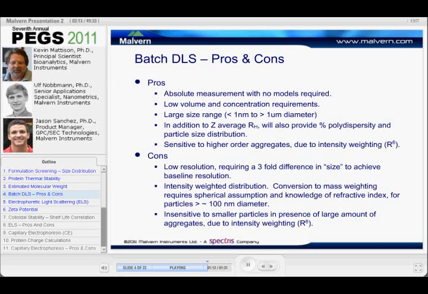The question that this gentleman asked was about the intensity weighted distribution. You have to be careful with that. You're going to see something's there, but you have to be careful with that conversion to see how much of that is actually there. Typically, when you see that something's there, you need to go to the next step and try to fully characterize that with another technique like SEC or AUC.